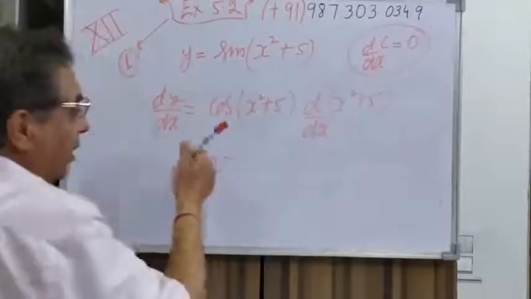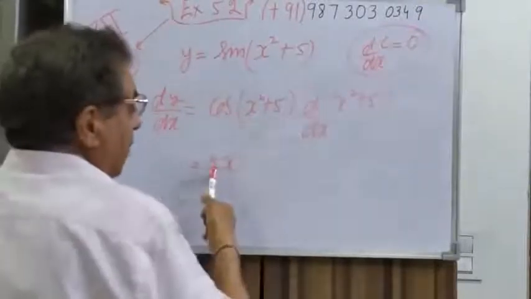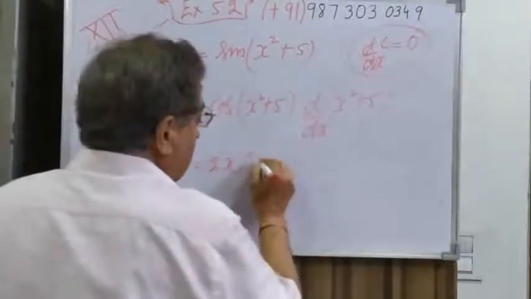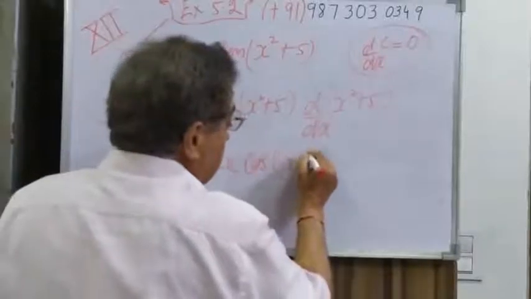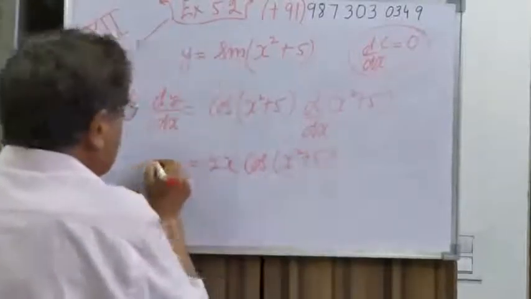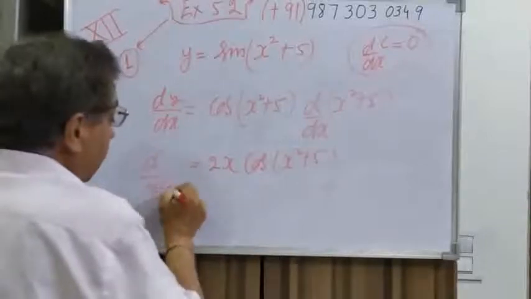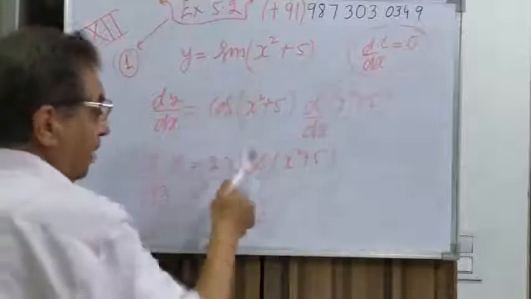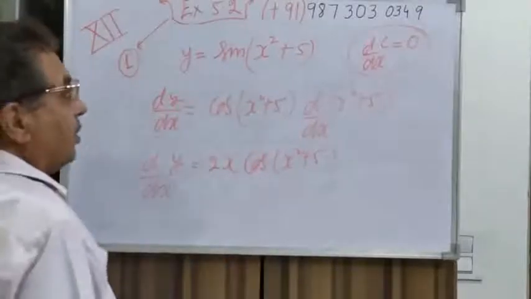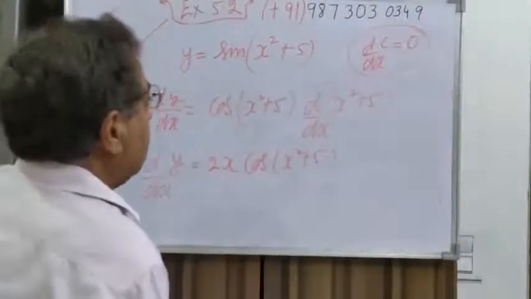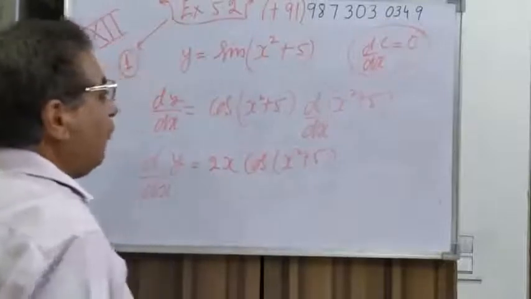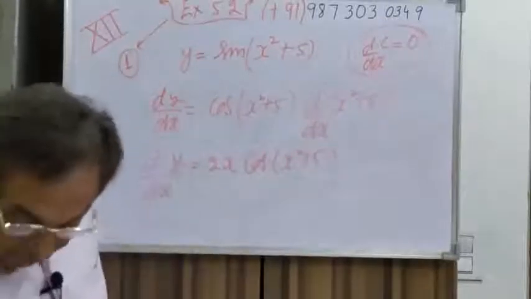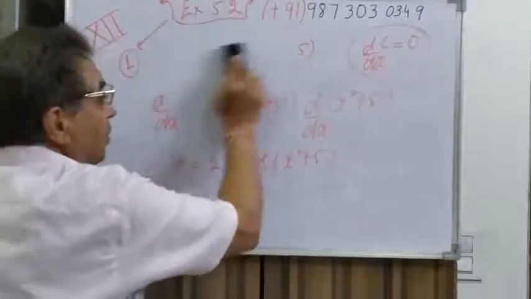So now I am writing 2x, and then cos of x square plus 5. So this is the derivative of the given function. If y is sin of x square plus 5, then dy upon dx is 2x cos of x square plus 5. This is another way we also call the derivative of composite functions. Now let us move to the next question.